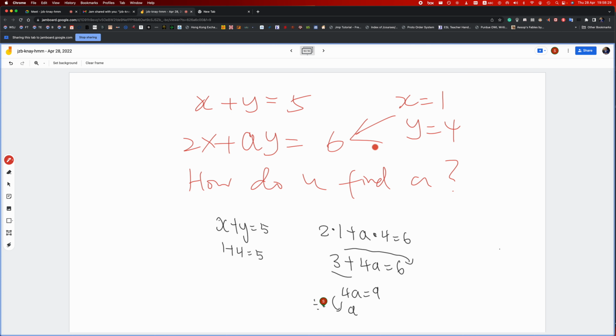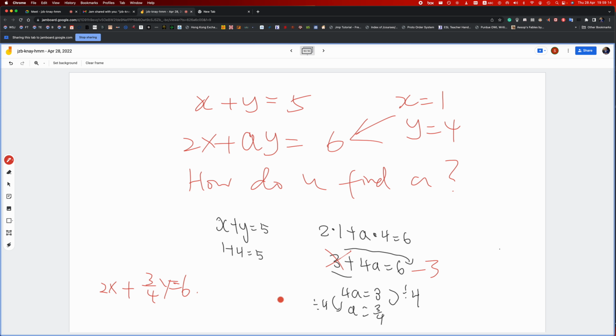Hold on. You move the 3 over, should be minus. So it's 6 minus 3, not 9. 6 minus 3. Because you need to change the sign. I just praised you, then you make a mistake. Very good. So now A is equal to 3/4. So that's why this whole equation is equal to 2x plus 3/4 y equals to 6.